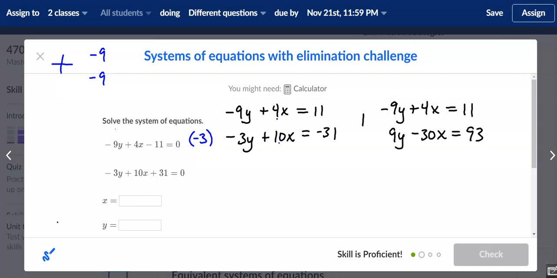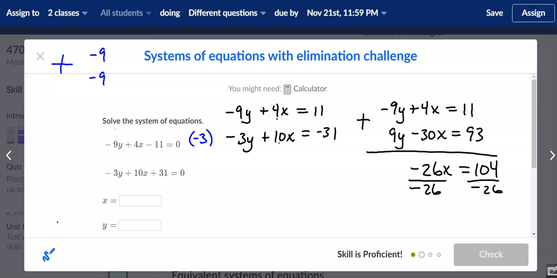So now my coefficients are opposites. I can add them together. The y's are going to eliminate. I'm going to have negative 26x equals 104. And luckily for me, that goes in there exactly negative 4 times. So my x is negative 4.